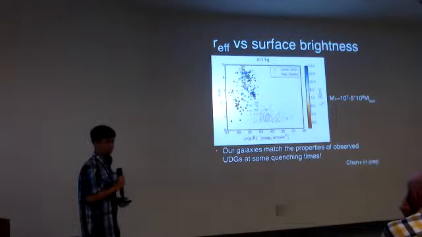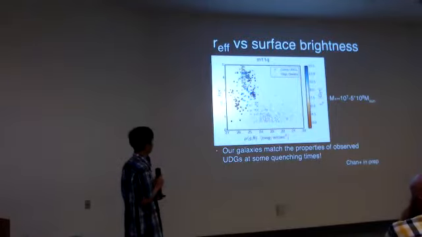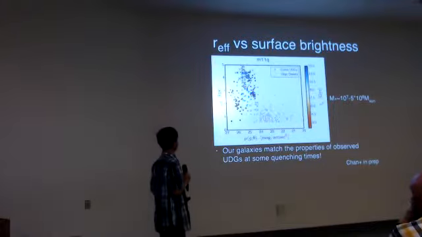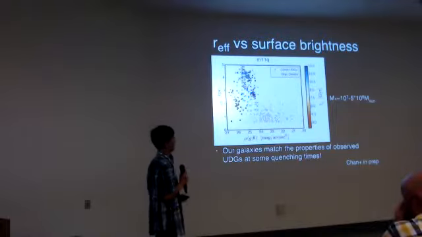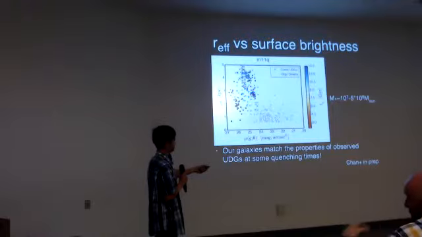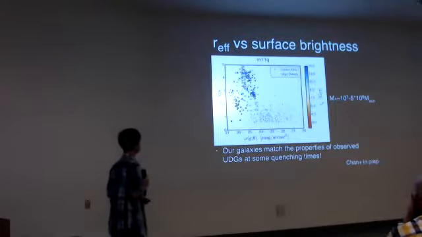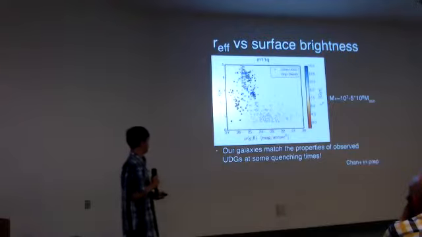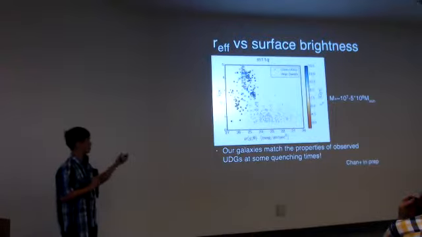Then we directly compare with the van Dokkum data shown in the crosses over there, and the Virgo data shown in the triangles here. The colored points are our simulated galaxies with stellar mass around 10^7 at 2 gigayears and 5 × 10^8 at 13 gigayears. The color is labeled so that red means they quenched very early on, and blue means they quenched very late. Our galaxies match the properties of observed UDGs at a certain quenching time, especially at late times.